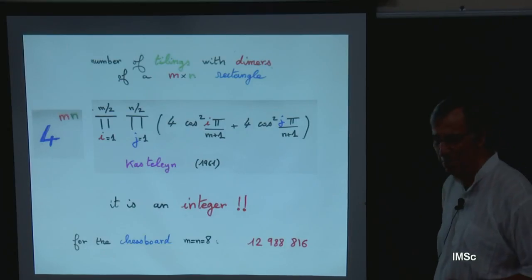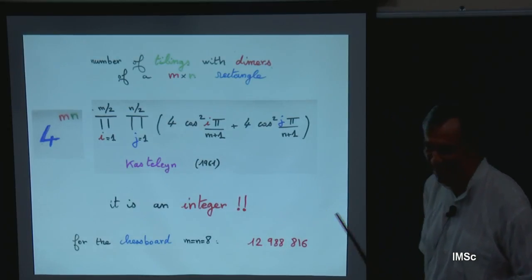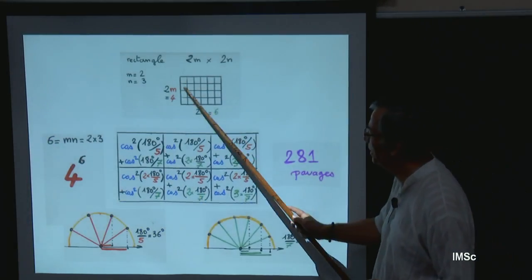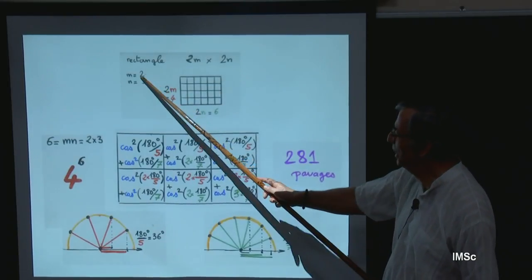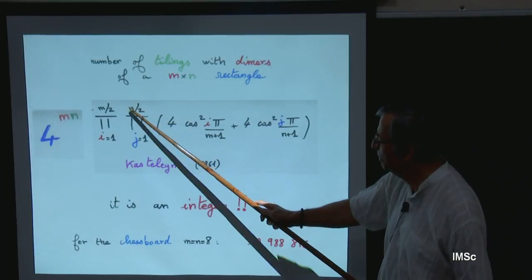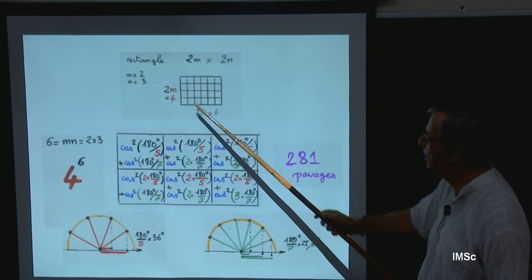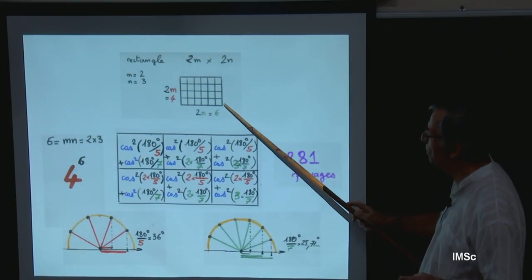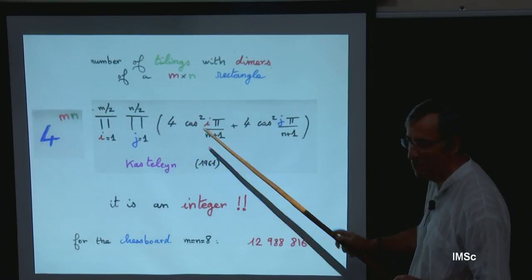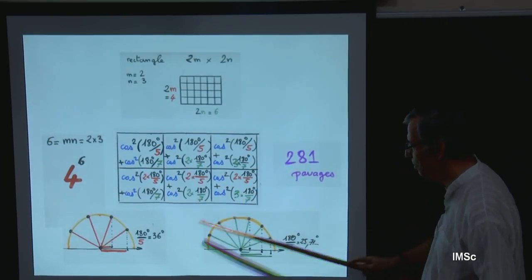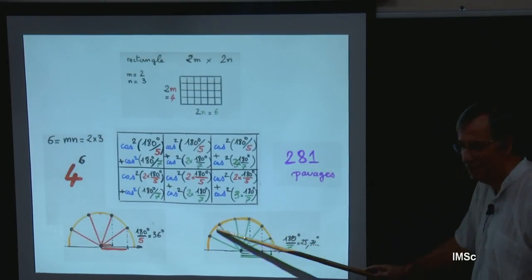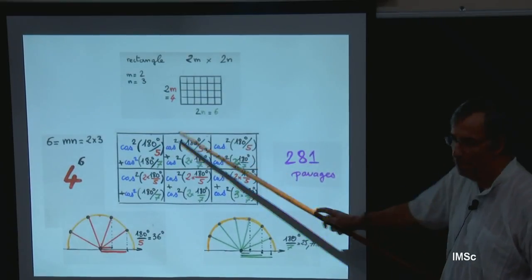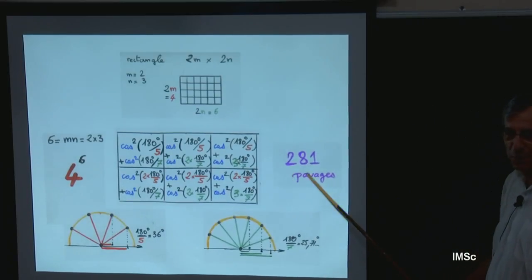So this formula is terrible for combinatorics. For doing bijections, it's a terrible formula. For example, if you take a 4 by 6 rectangle, so m equals 2, n equals 3, because it was dividing by 2. It depends on the parity of m and n. So in that case, 4 by 6, I have this formula. There are 6 terms, which are this plus all these terms. You see, you have to divide the circle in 5, divide in 7, take all the cosines of all this, and you have 6 terms. This plus this, this plus this. You multiply all this like this, and you find 281.